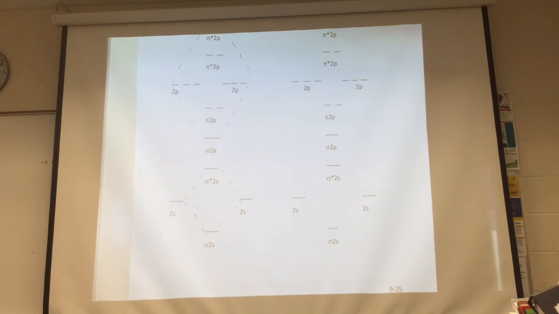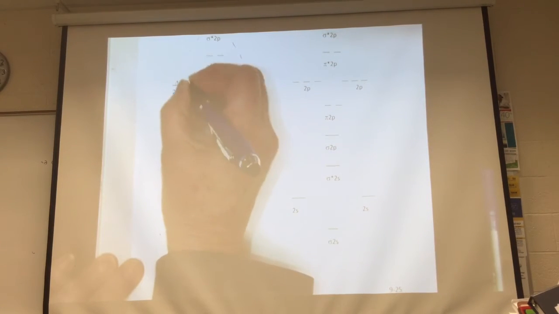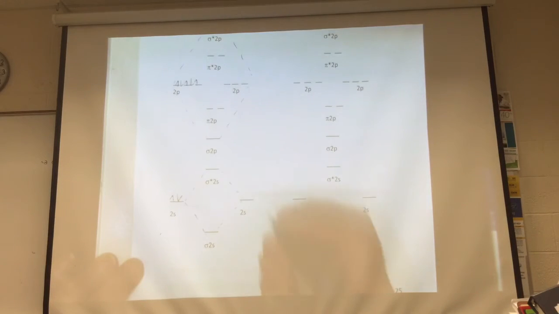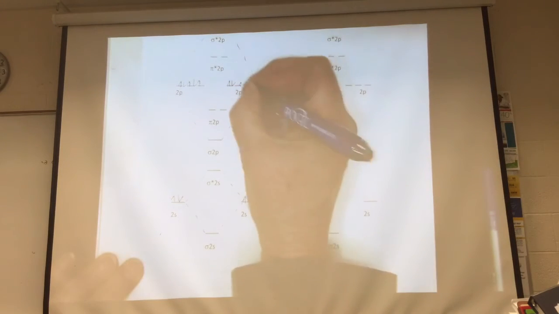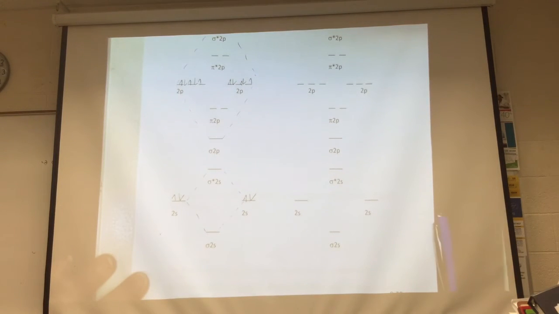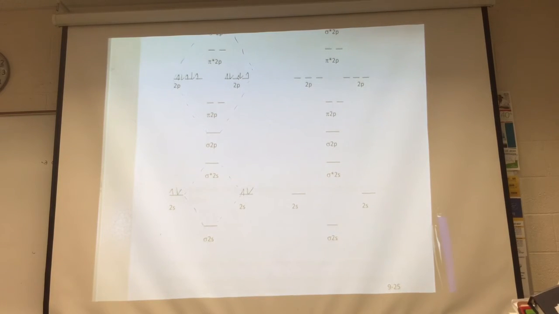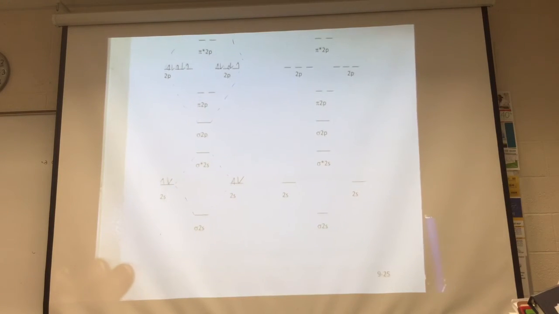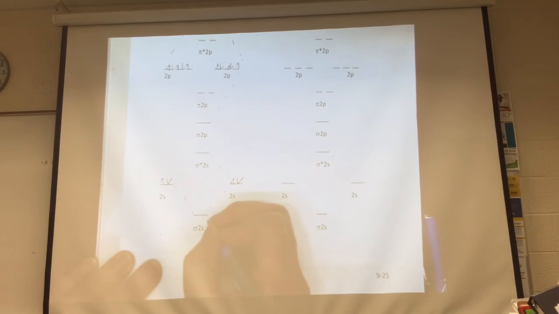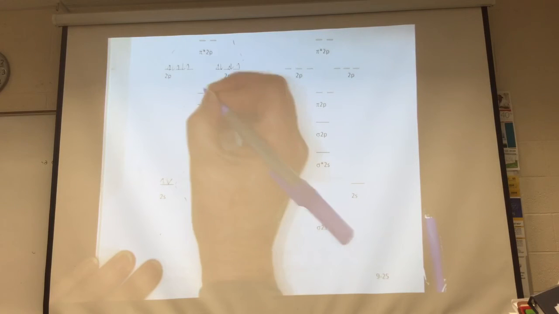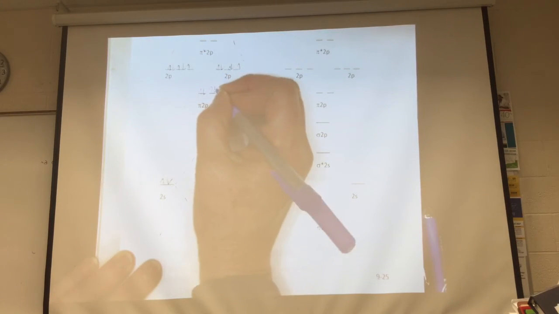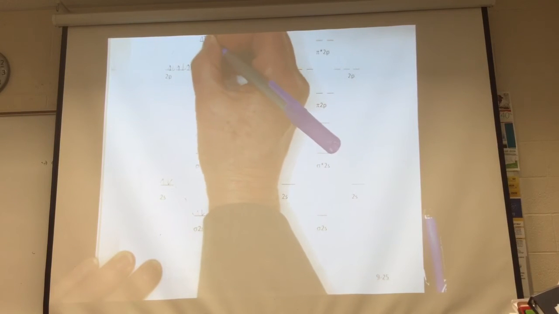So now we do this just like before. Each fluorine has 1, 2, 3, 4, 5, 6, 7 valence electrons in its 2s and 2p. So that means that we have a total now of 14 electrons. So we put 14 electrons into the molecular orbital diagram. We start at the lowest energy, the sigma 2s. 1, 2, sigma star 2s, 3, 4, sigma 2p, 5, 6, pi 2p, 7, 8, 9, 10, pi star 2p, 11, 12, 13, 14.